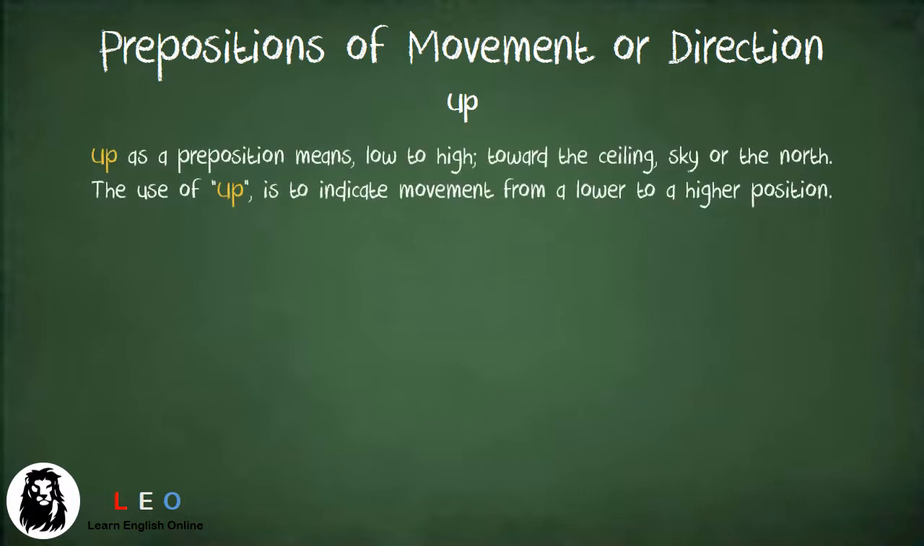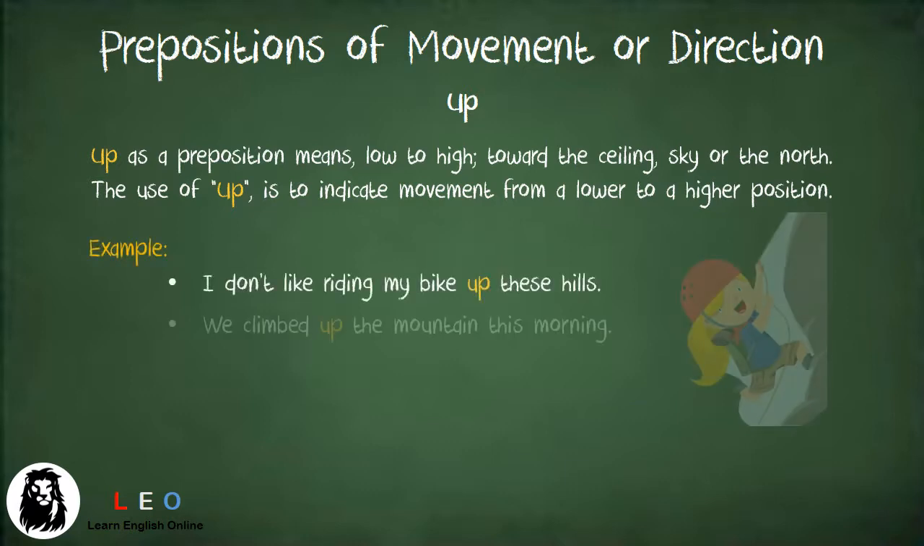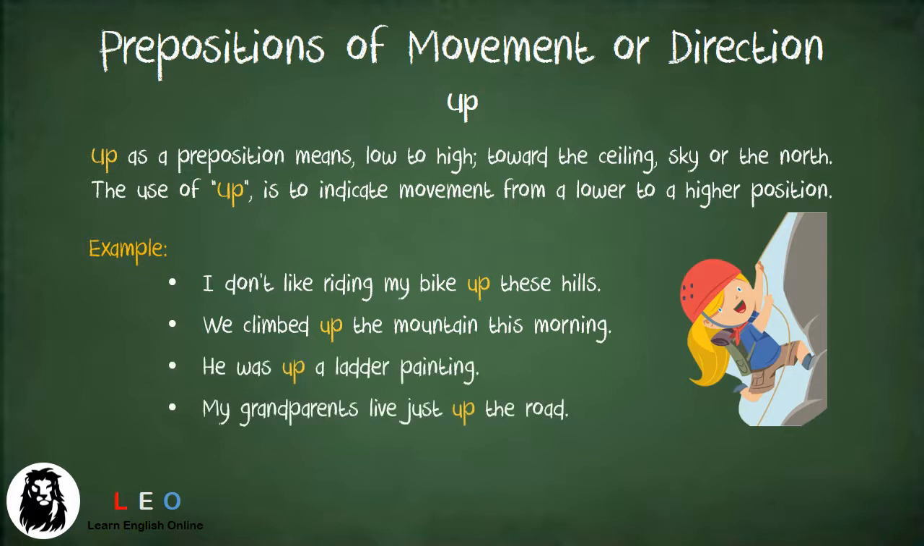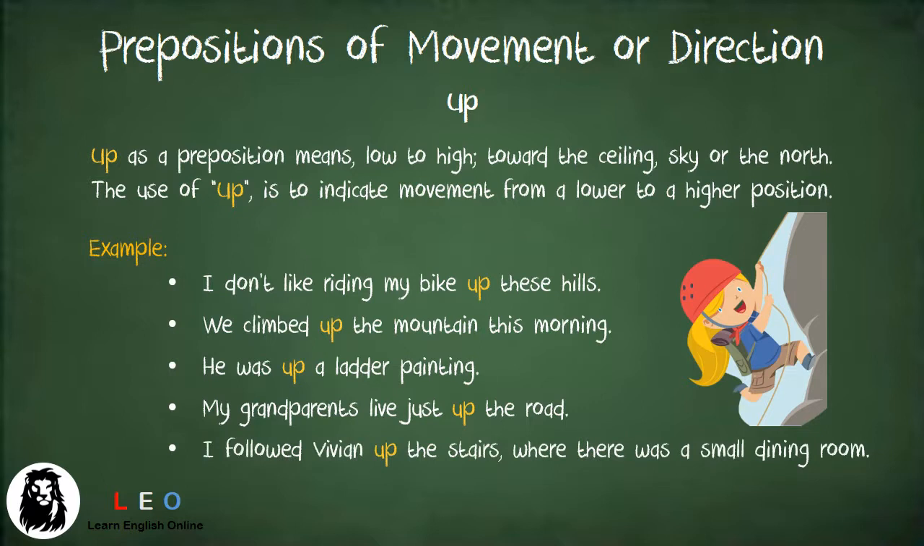Up. Up as a preposition means low to high, toward the ceiling, sky, or the north. The use of up is to indicate movement from a lower to a higher position. For example, I don't like riding my bike up these hills. We climbed up the mountain this morning. He was up a ladder painting. My grandparents lived just up the road. I followed Vivian up the stairs, where there was a small dining room.